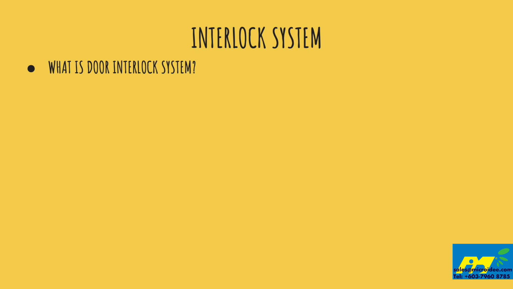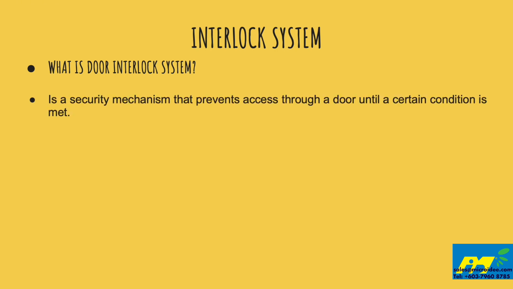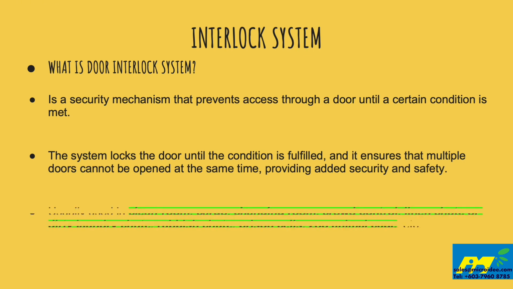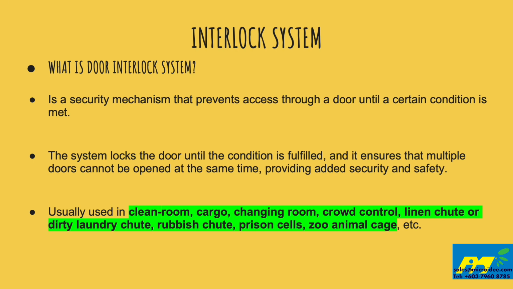What is a door interlock system? From the video we can understand, it is a security mechanism that prevents access through a door until a certain condition is met. The system locks the door until the condition is fulfilled, and it ensures that multiple doors cannot be opened at the same time, providing added security and safety. Usually, these are used in clean rooms, cargo, changing rooms, crowd control, linen chutes or dirty laundry chutes, rubbish chutes, prison cells, zoo animal cages, and so on. These are the few examples that I can give, but there are many use cases.